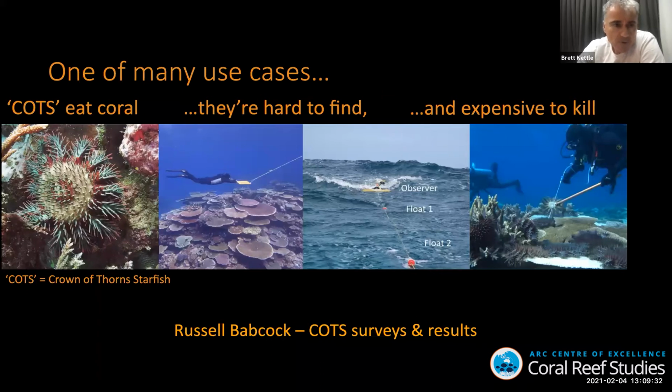I'm going to hand over to Russ in just a sec to talk about this, but clearly the project arose out of a need to think about becoming efficient with crown-of-thorns culling efforts. Russ was one of the very first guys I reached out to bounce the idea off. Russ, you're unmuted there, so I think over to you.